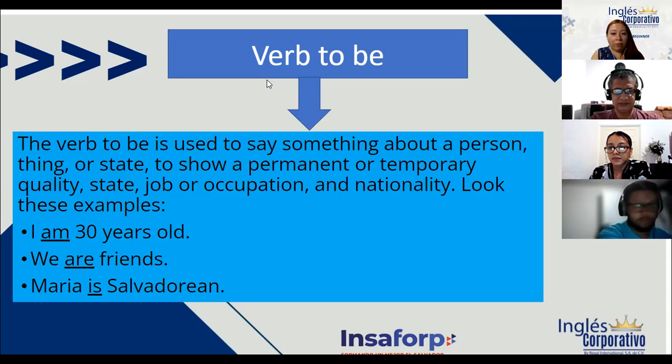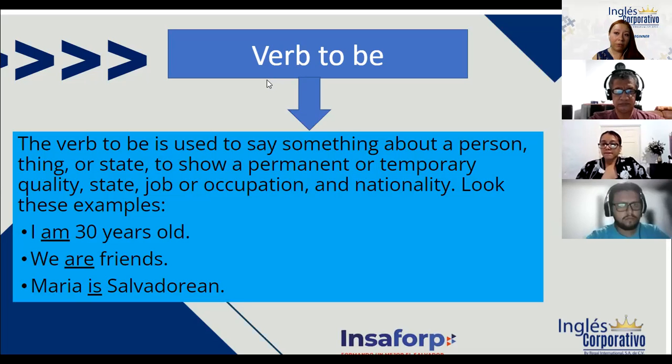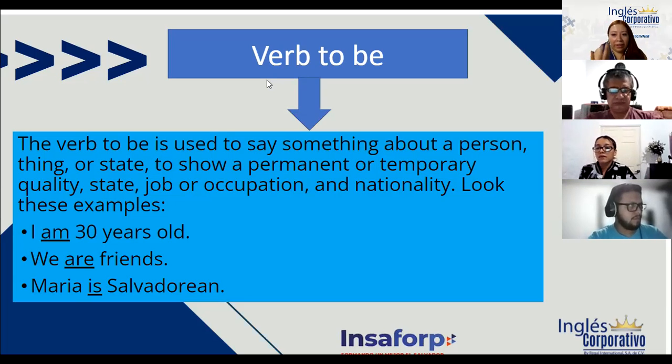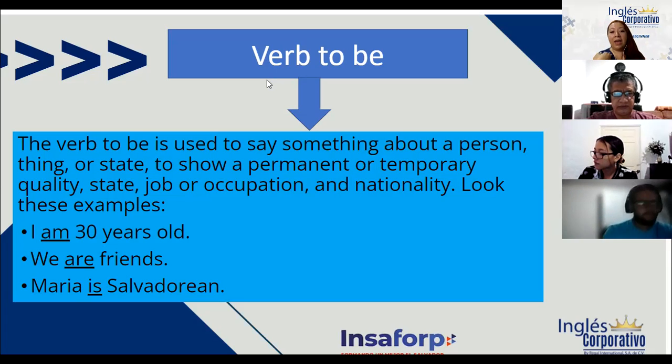¿Por qué ocupo el verbo to be? Si en español la gente dice, yo tengo 32 años. In English, we don't use the verb have. En inglés no utilizamos el verbo tener para hablar de nuestra edad. Utilizamos el verbo ser. Nosotros somos de esta edad, ¿de acuerdo? So, bien importante, siempre que usted mencione su edad, va a ocupar el verbo to be. For example, I am 32 years old.